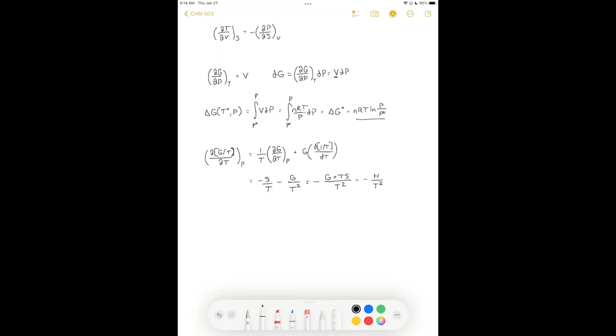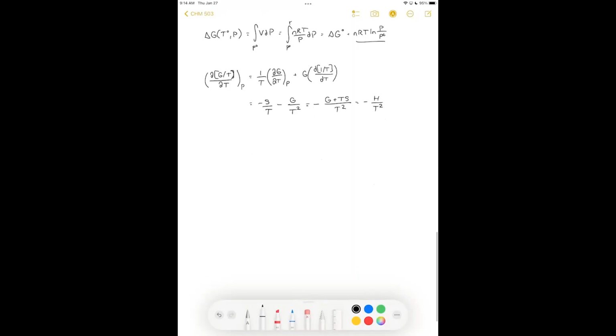So if we take the derivative of the Gibbs free energy over the temperature with respect to temperature, we find that it's equal to the negative enthalpy over T squared. Another way you might encounter this is the following. You might also encounter the derivative of G over T with respect to 1 over T.